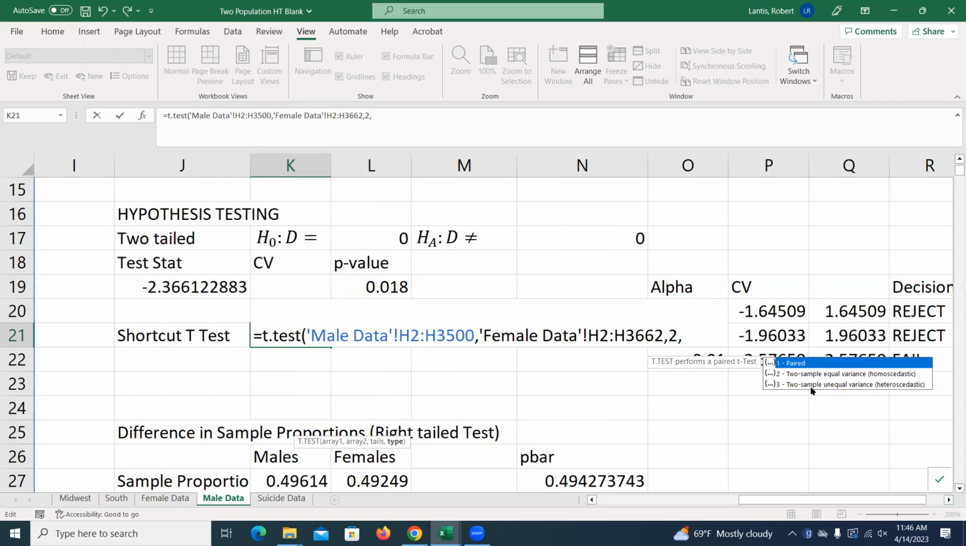We've got two samples with different variances, right? And it kind of gives you that prompt, like I said, to let you know: 1, if you're doing a matched pairs example; 3, if you've got two sample means and you're looking at the difference.